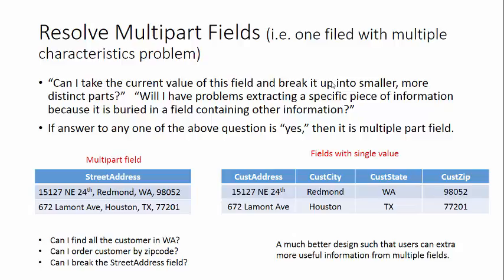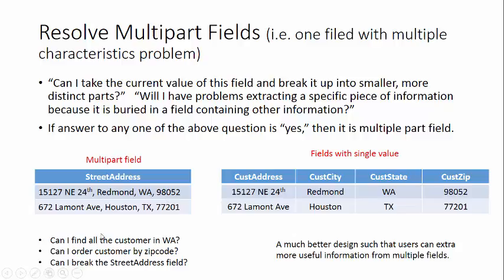There is one example, like street address. In a particular table, there is one column called street address, right here. And it is a multiple part field, because it can be broken down into smaller pieces. We can have the street address, city, state, zip code. It can be totally broken down.